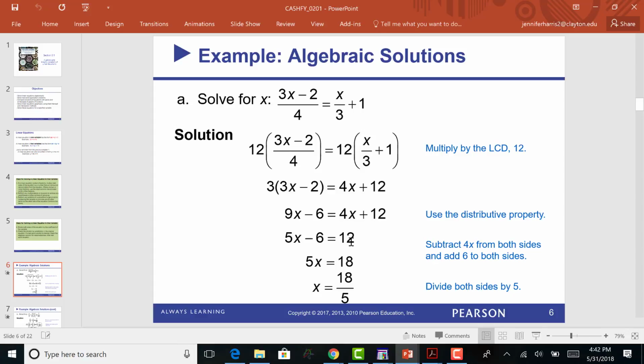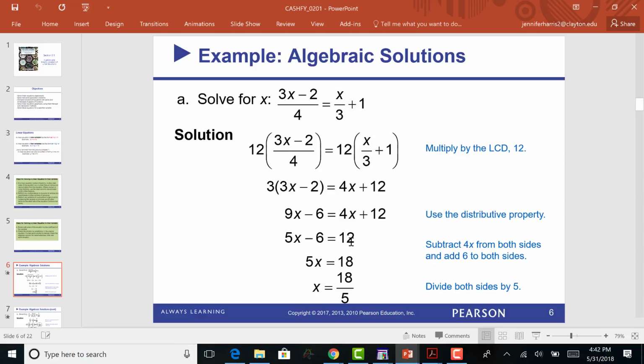Now the goal is still to solve and get x by itself. It doesn't matter whether you get x on the left or on the right, whatever makes you happy. So I'm going to get all the x's on the left side of the equation so that I can get x by itself. So I'm going to subtract 4x from both sides. Does that make sense? Yes. Okay. Subtract 4x from this side, from that side.